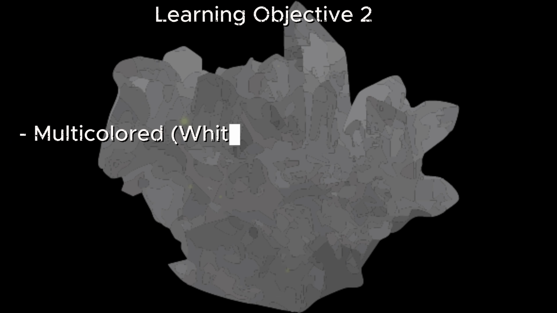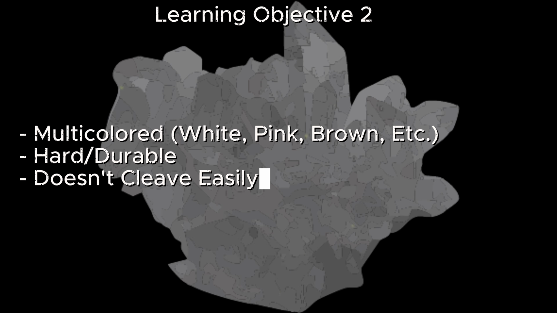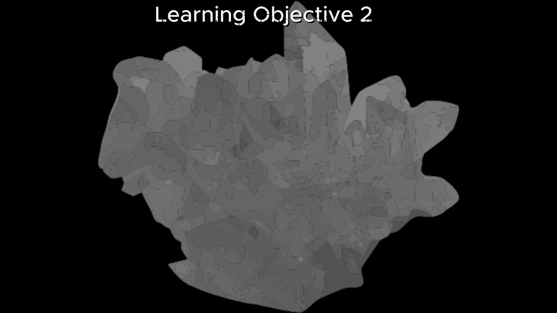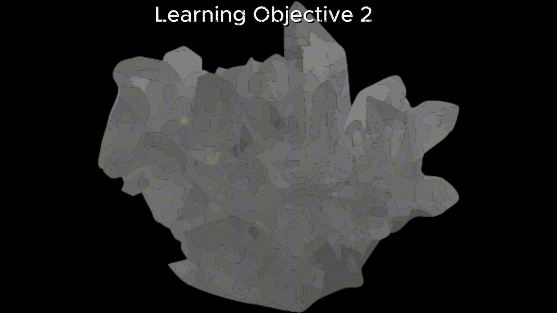Quartz has a wide range of colors and comes in variants such as rose quartz and smoky quartz. It is a very hard and durable mineral that does not cleave easily. Quartz is most commonly used in jewelry, in construction such as cement, as a component in glass, in electronics, and in the form of quartz sand with ceramics. This mineral is able to generate an electric charge, allowing it to be used in time-telling devices like clocks and watches.